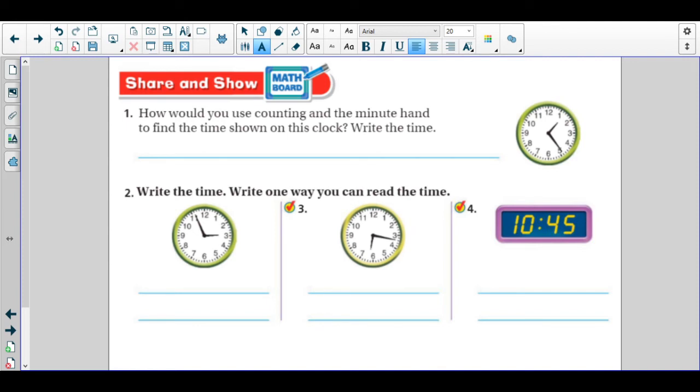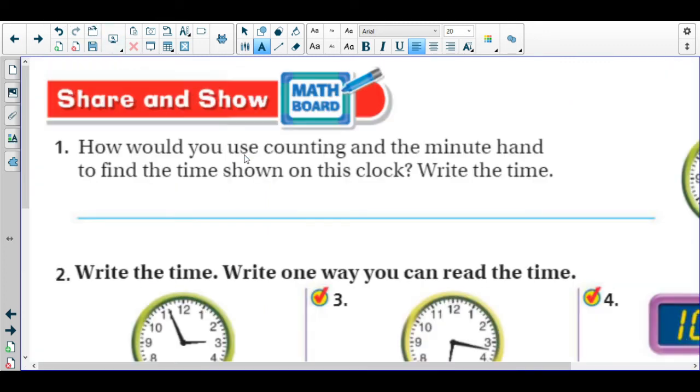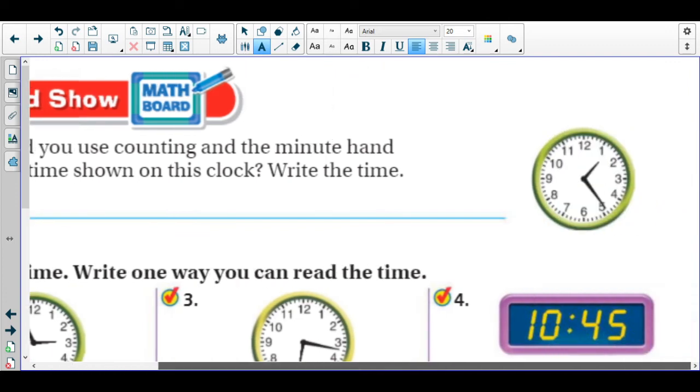All right, show and share. Here we go. How would you use counting and the minute hand to find the time shown on the clock? Write the time. Well, let's see. How would you use counting with the minute hand? Let's zoom in and take a closer look here. An even closer look here.